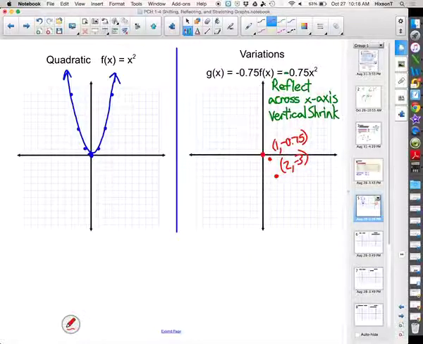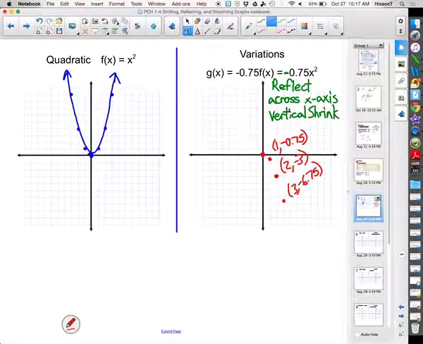Then we head to point (3, 9). So that's going to be negative 3/4 of 9, right? Negative 6.75. There we are, negative 6.75.